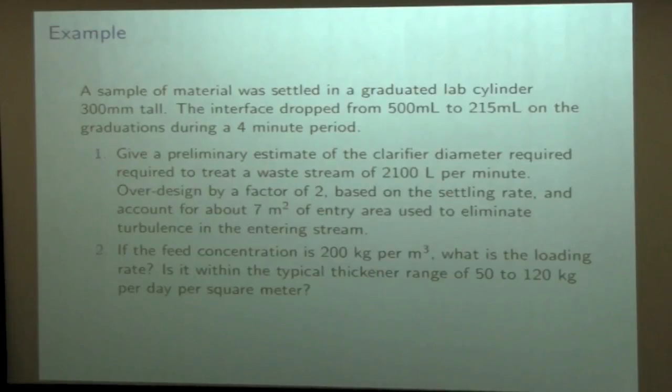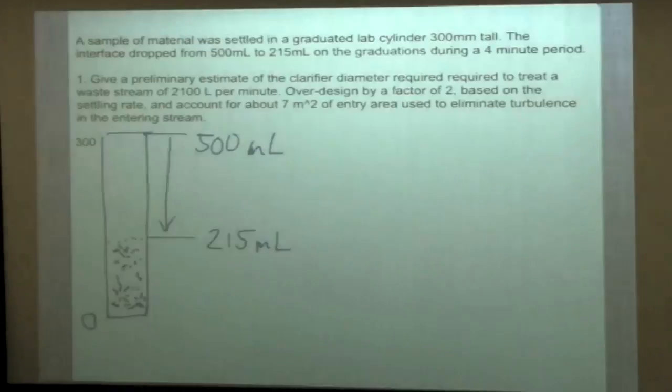It should be straightforward. It shouldn't be as complicated as that. So let's take a look. There's your cylinder in the lab. It's 300 millimeters tall, but the graduations on the cylinder are in milliliters. So there's milliliters and millimeters in this question, so just pay attention to that. So it's about a foot tall cylinder, but the interface is dropping on the graduations from 500 to 215 milliliters.